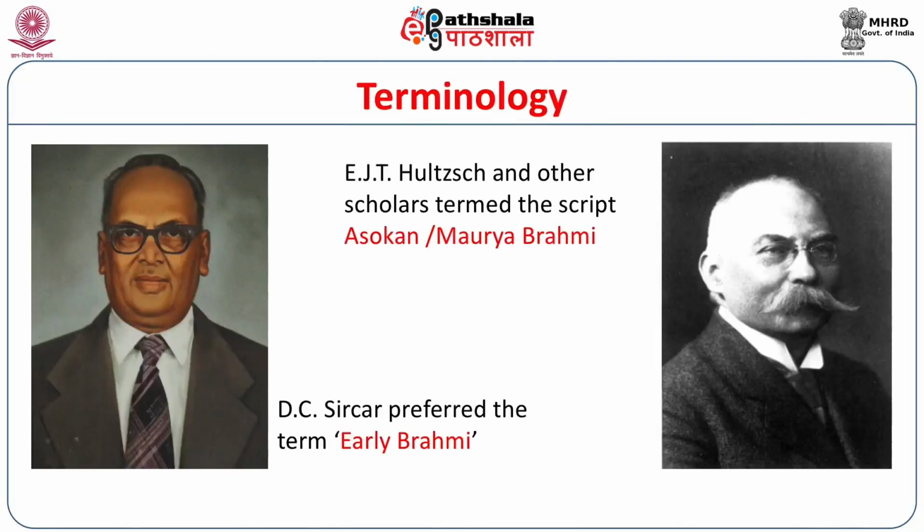Earlier scholars like E. Hultzsch and others rightly believed that there were three stages of development of Brahmi, and they named them in terms of dynastic terminologies like the Ashokan Brahmi initially, and then Mauryan Brahmi.